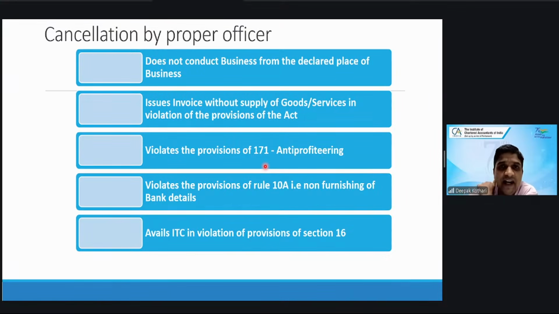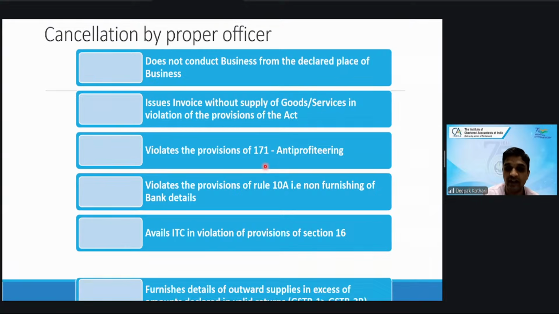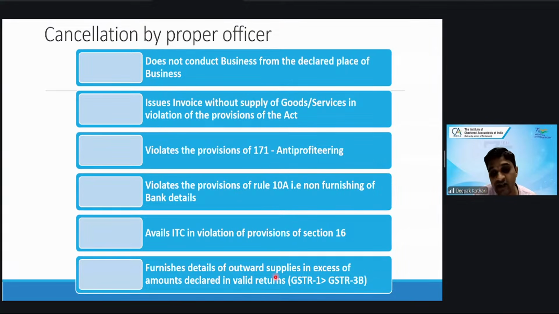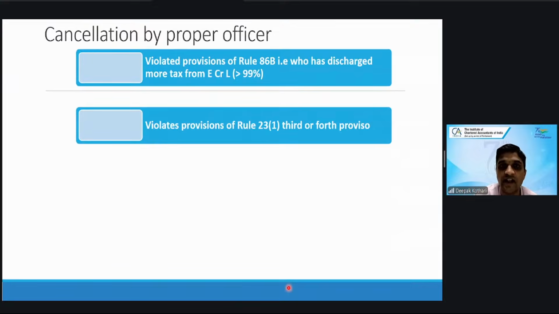Or you're availing ITC without fulfilling the provisions of Section 16. We know Section 16 has many conditions, and one typical case is you're not getting the goods, but only the invoice. There also your registration gets cancelled. You're furnishing details of outward supply in excess of the amounts declared in your valid returns. GSTR-1 and 3B should be the same, but you're showing a lot of transactions in one and not paying taxes in 3B. There also the registration is liable for cancellation.